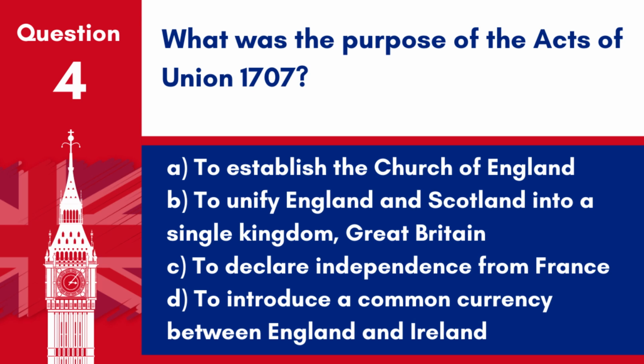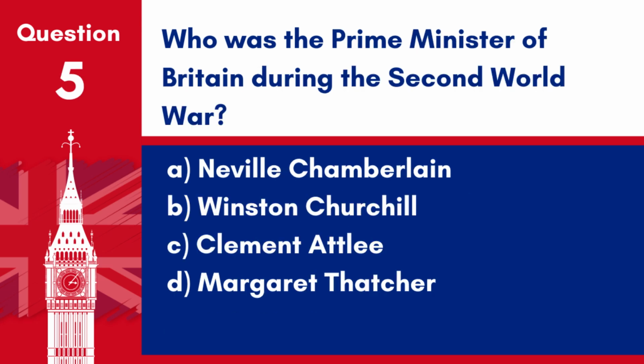Answer. B. To unify England and Scotland into a single kingdom, Great Britain. The Acts of Union 1707 unified England and Scotland under a single Parliament of Great Britain, marking the formation of the United Kingdom.